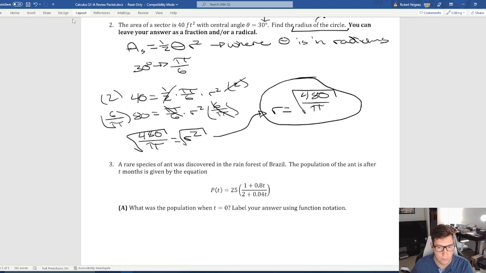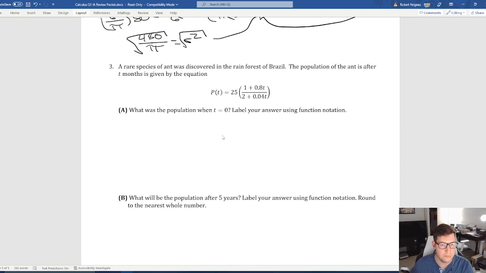All right, taking a look and moving down. Now, in number 3, we need to read carefully. And I'm saying that because there's a lot of pieces in here that we want to make sure we are being really specific about. And so we know that a rare species of ant was discovered in a rainforest in Brazil. Awesome. The population of the ant after T months, okay, right away, T months. T is in months. This is going to be very important shortly. Is given by the equation, all this.